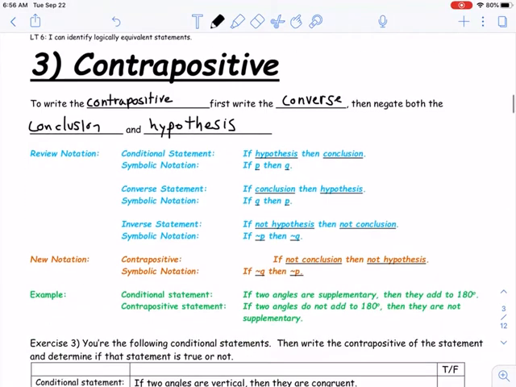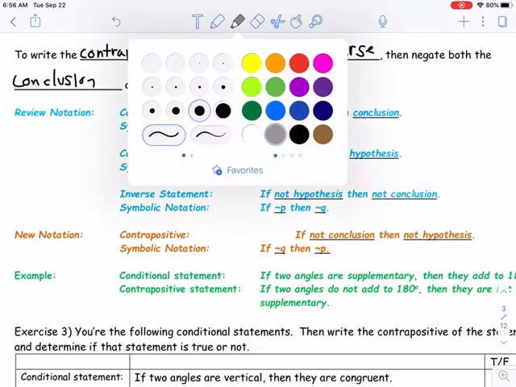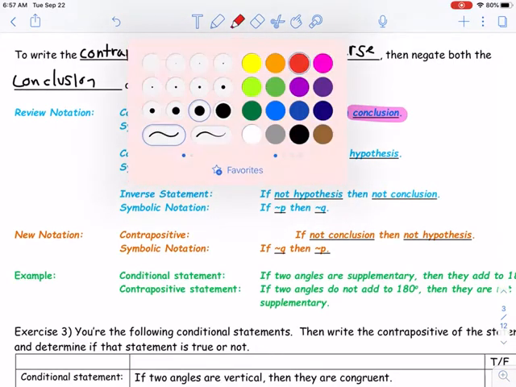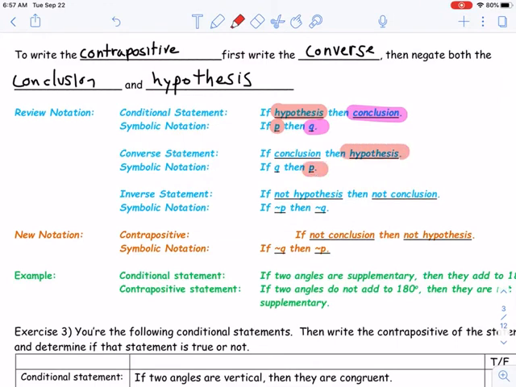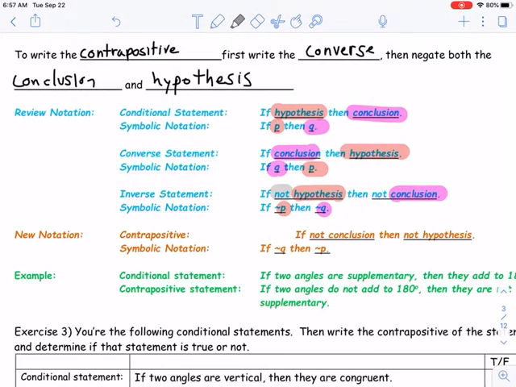Alright, so we got this massive review of everything we've talked about today. Like conditional statement, if hypothesis, then conclusion, if P, then Q. Then we have the converse, where you literally swap the order, if conclusion, then hypothesis, if Q, then P. Then we have the inverse, where everything stays in the same order. We just put nots. We negate both hypothesis and conclusion.